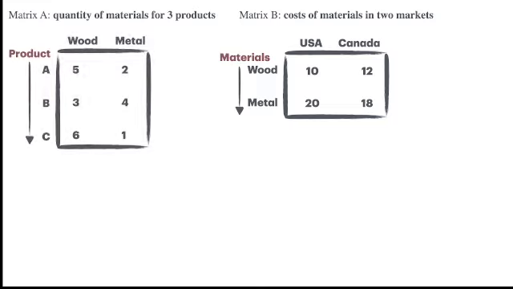This matrix shows that producing 1 unit of A requires 5 pieces of wood and 2 pieces of metal. Producing 1 unit of B requires 3 pieces of wood and 4 pieces of metal. Producing 1 unit of C requires 6 pieces of wood and 1 piece of metal. The second matrix shows us the price of wood in the US is $10 a unit, and in Canada it's $12 a unit. The price of metal in the US is $20, and in Canada it's $18 a unit.